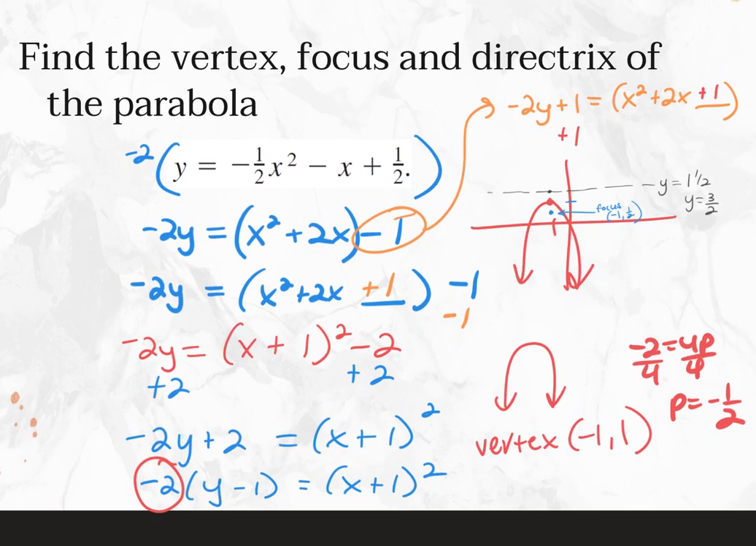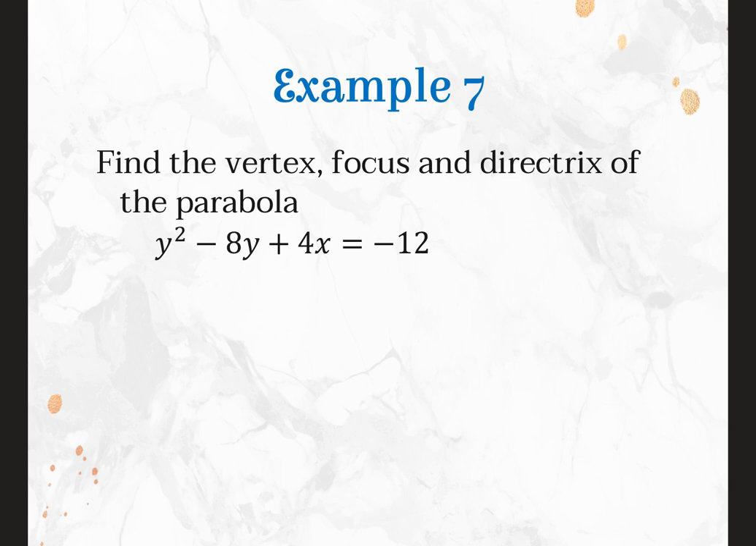So a lot of things in one question, right? You're completing the square, you're putting it into standard form, and then you're identifying all the parts of it. Questions? Okay, last one. Find the vertex, focus, and directrix of the parabola. So I want you to complete the square. Try it by yourself, and then I'll pick up there.